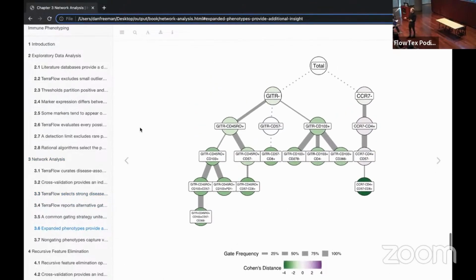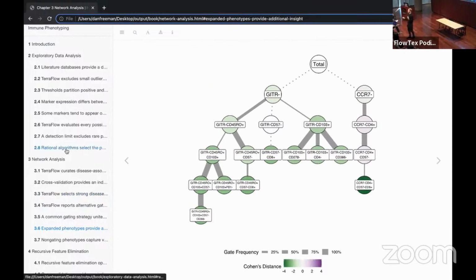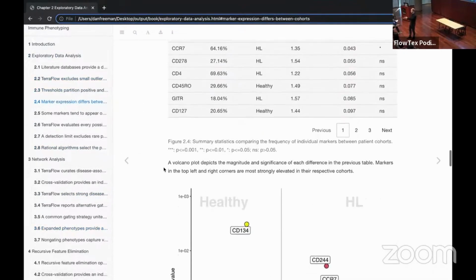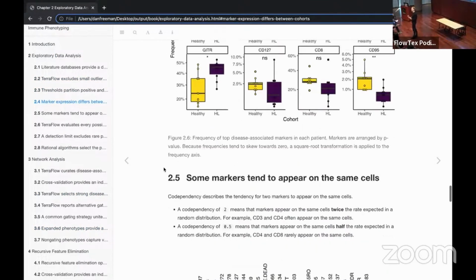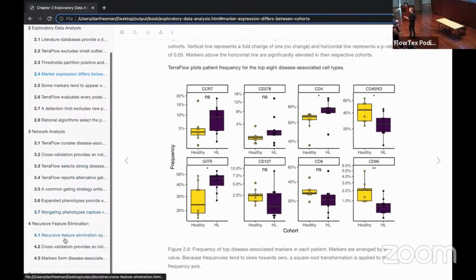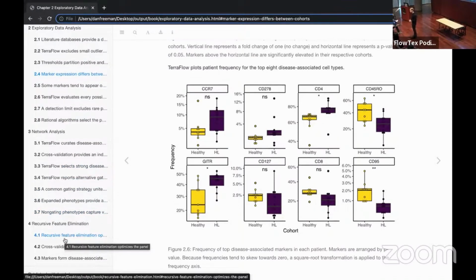And so you can imagine maybe you're a flow core manager who couldn't provide data analysis because you didn't have a full-time bioinformatician. Now you can using TerraFlow, and it's presented in a format that anyone can pick up and instantly understand.